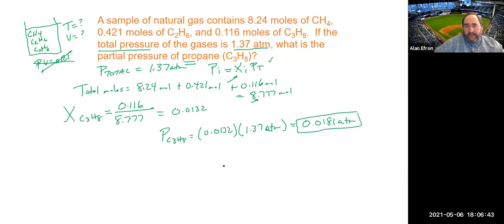Now, if we wanted to, we could definitely do it for all the other gases as well. It didn't ask us to do that, but if we wanted to do ethane, for example, we would find the mole fraction of ethane, which is 0.421 divided by 8.777. I think I lost a 7 there. There we go.